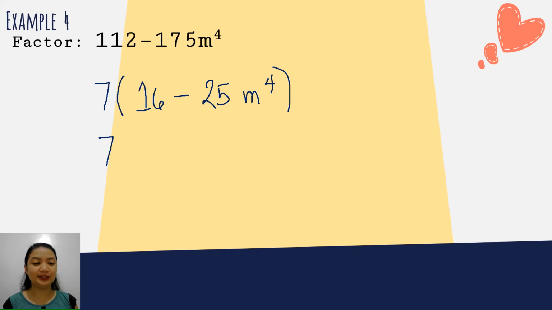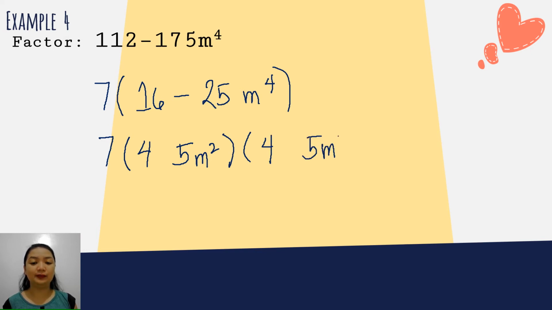So again, we copy 7. What is the square root of 16? Yes, we have 4. How about 25m to the fourth? Correct. That is 5m squared. So for the other factor, that's also 4 and then 5m squared. And again, express it as sum and difference of two terms. So the factors of 112 minus 175 m to the fourth is actually equivalent to 7 times the quantity 4 plus 5m squared times the quantity 4 minus 5m squared.